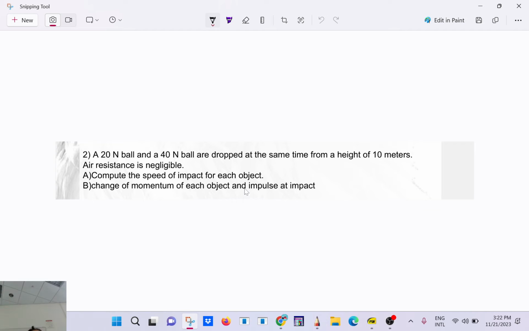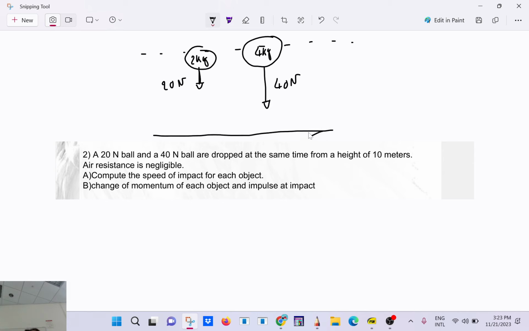So you have different ways to do it. So 20 newton means what? It means 2 kilograms, right? So this one has more inertia but more weight. This one has less inertia and less weight. So remember, Galileo said they're gonna hit the ground at the same time.